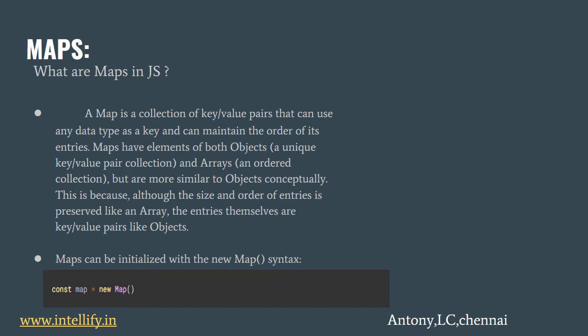Maps can be initialized with the new Map function. The syntax is given below: const map = new Map. So this is how a map is declared. The methods and properties of a map are: new Map creates the map. map.set(key, value) stores the value by the key. map.get(key) returns the value by the key, or undefined if the key doesn't exist in the map. map.has(key) returns true if the key exists, false otherwise. map.delete(key) removes the value by the key. map.clear() removes everything from the map. map.size returns the current element count. So these are the methods and properties of maps.